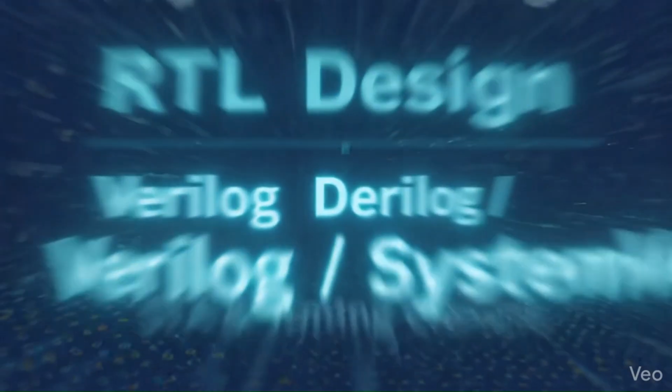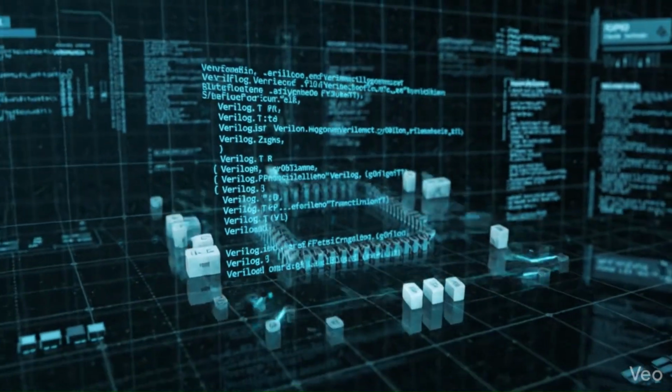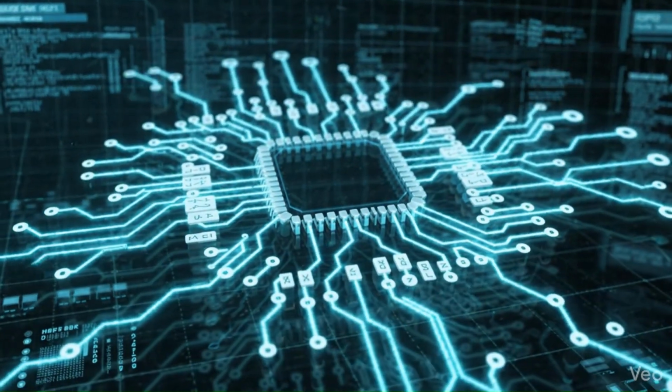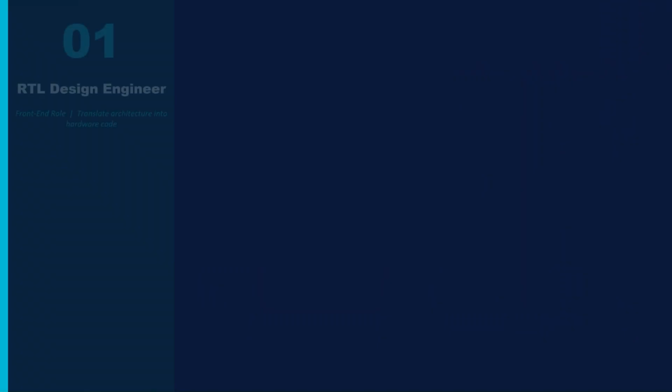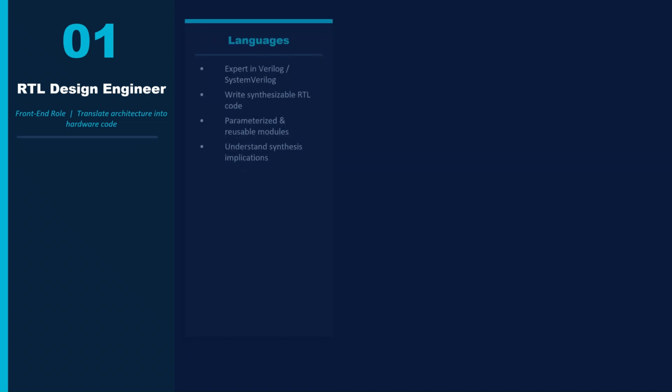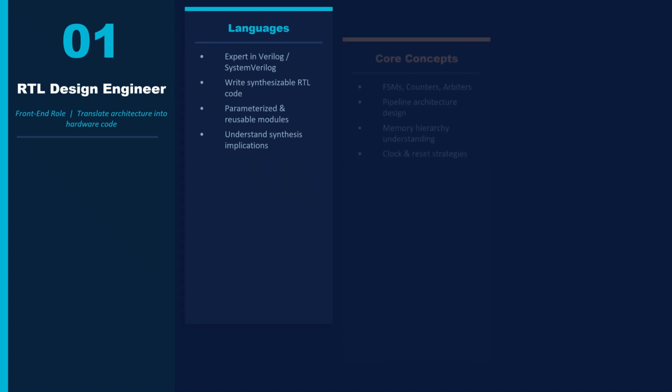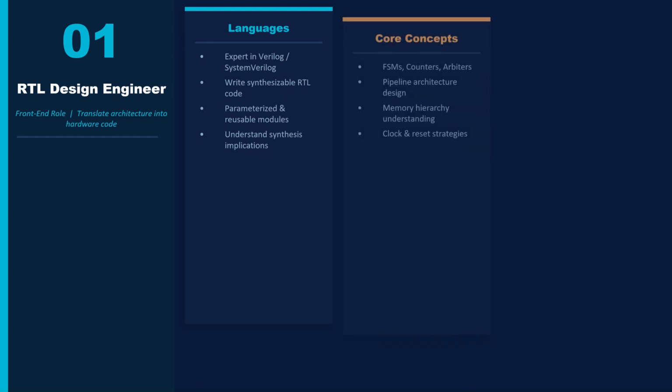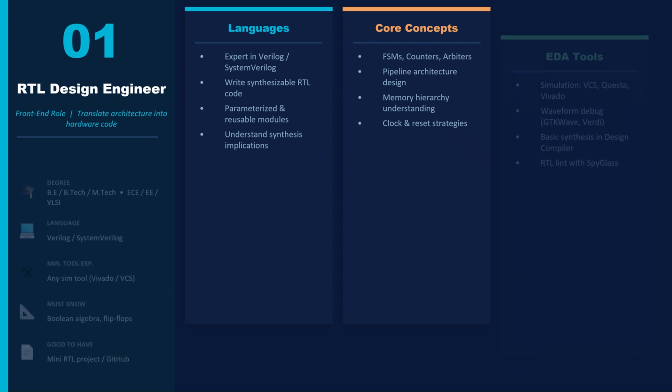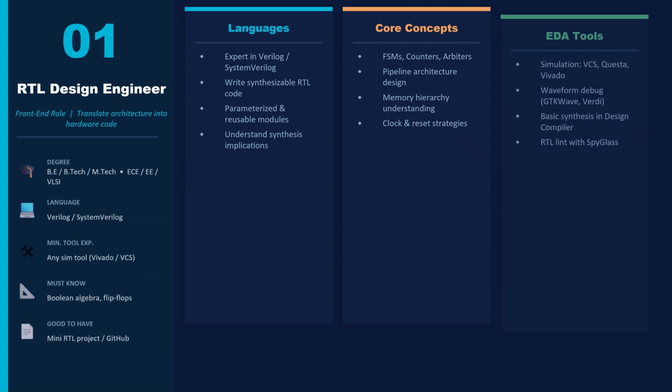Role 1. RTL Design Engineer, Front-End. RTL Design is the starting point. You write hardware code using Verilog or SystemVerilog. You design logic blocks, counters, FSMs, arbiters, pipelines. Think of it like software coding, but your code becomes actual hardware. If you love coding and want to build the brain of a chip, this is your role.